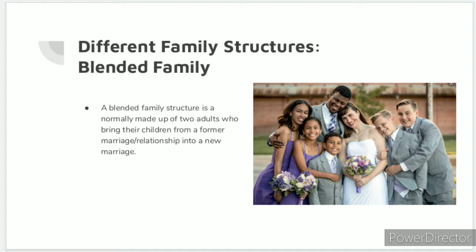Another type of family structure is the blended family. A blended family structure is normally made up of 2 adults who bring their children from a former marriage or relationship into their new marriage.